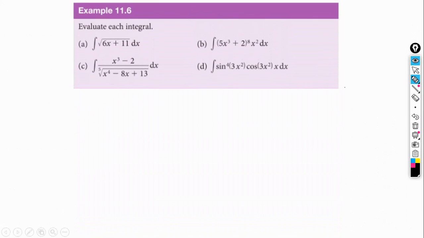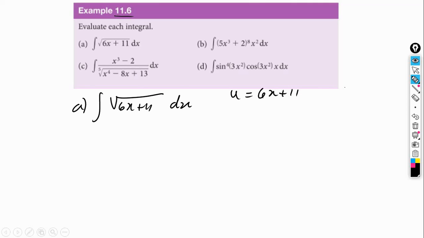Okay, so now this is example 11.6, which will be the last one on this video. Evaluate each integral. So for a, they want us to evaluate the square root of 6x plus 11 dx. So let's simply say that u is equal to 6x plus 11. Therefore, the derivative of u is going to be 6 dx. So we don't have the 6. We will have to put the 6 here and then multiply by 1 over 6.